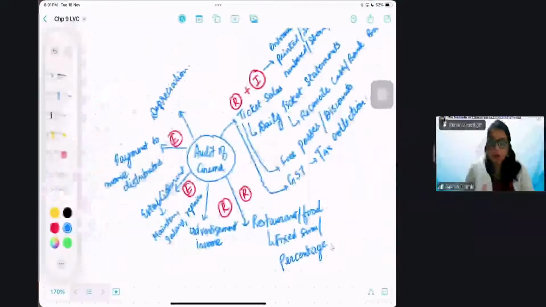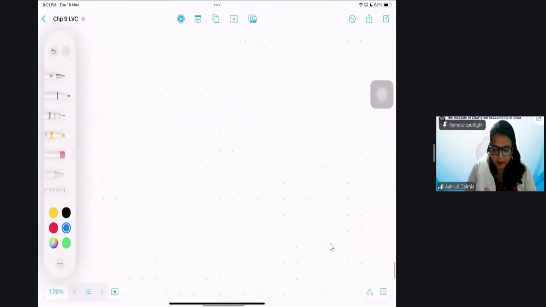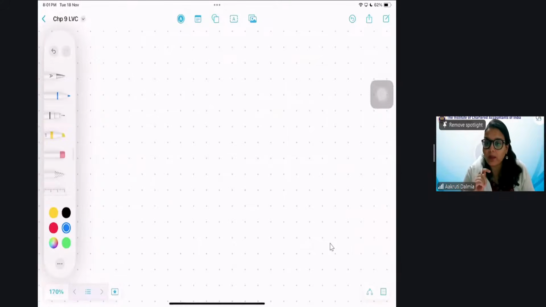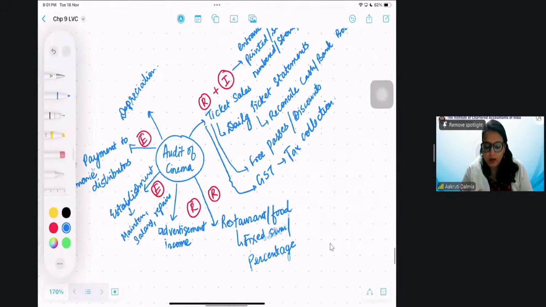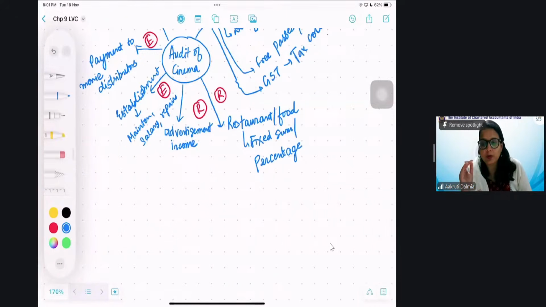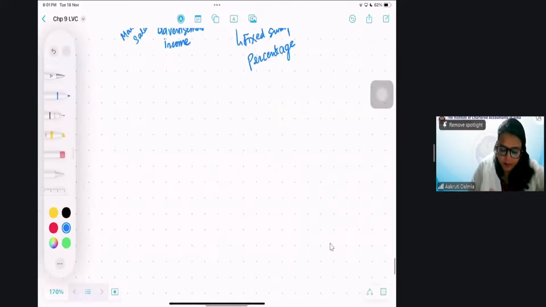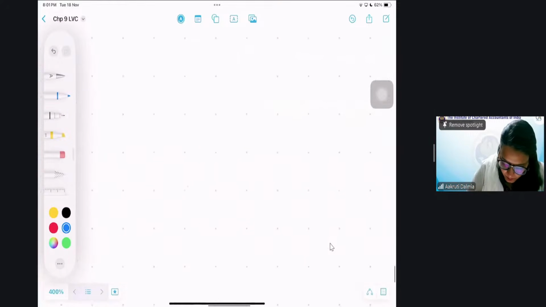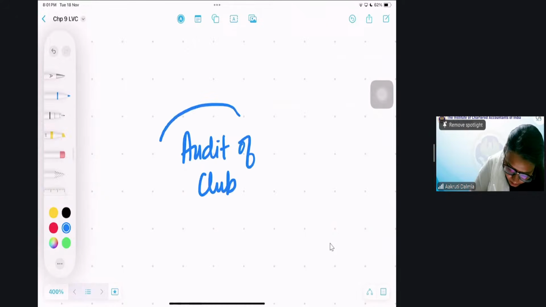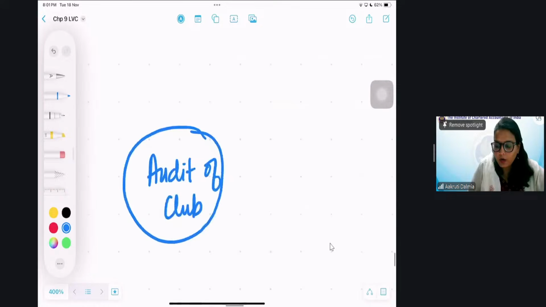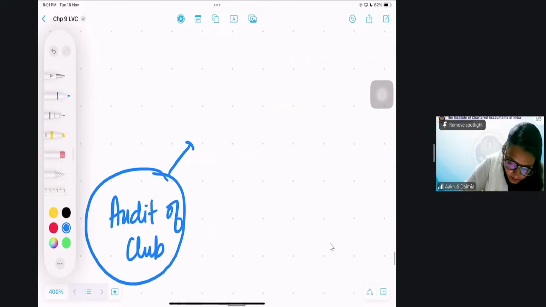Okay. I'll make a flow chart for you. I wanted to try the opposite method. Till now I was making the flow chart first, then we went to the book, so you felt it was simpler. Now I want to show you what happens when you just read the book and then we do the flow chart. Let's do that. Audit of club. First, let's make a general title, members.